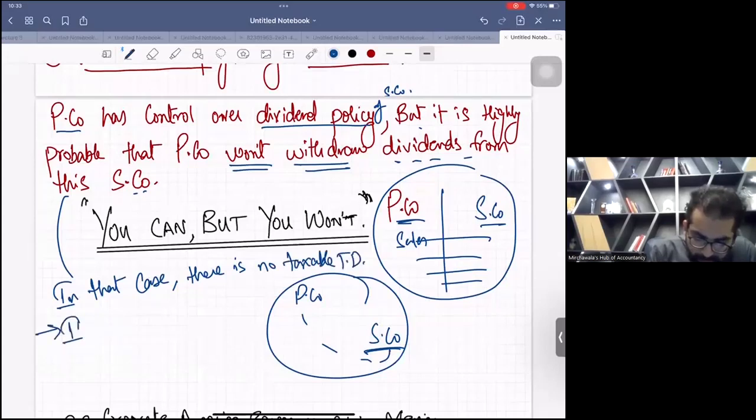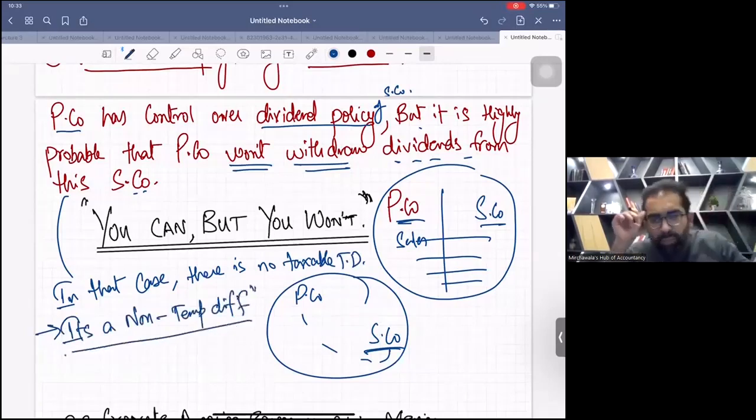It's a non-temporary difference. Now, I often say this tagline to my students. Read this tagline. What is the tagline? You can, but you won't.